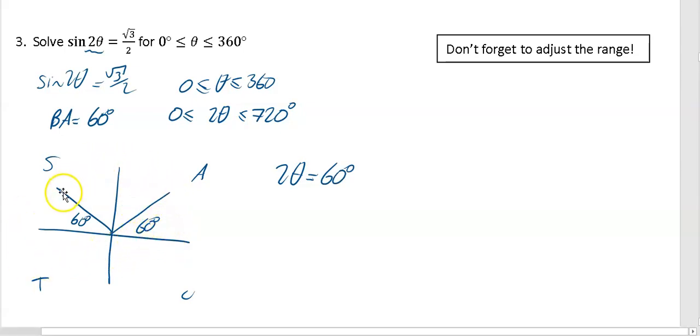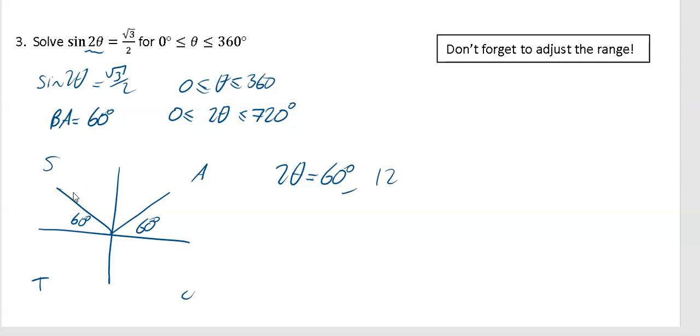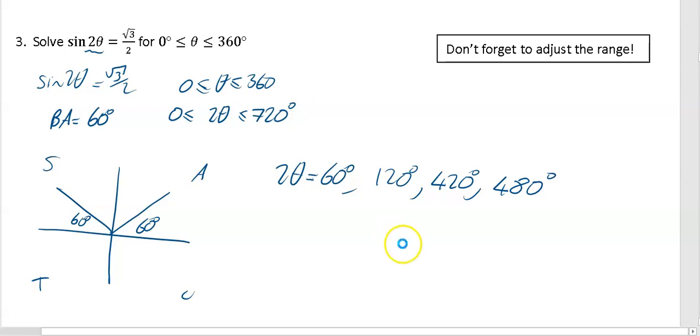Next angle you get to is going to be 60 degrees short of 180, which is going to be 120 degrees. And then it's the same two angles again, but you've just added 360 to them again. So 60 plus 360 is going to be 420. And then 120 plus 360 is going to be 480 degrees. Okay, you're not quite finished.